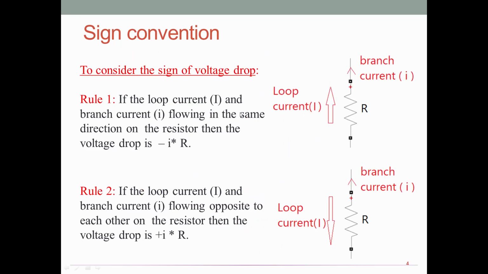Similarly, let us consider one more sign convention for voltage drop across the resistor. If both branch current and loop current acting in the same direction, then the voltage drop is minus I into R. Remember, the small letter i represents branch current. If loop current and branch current both are opposite to each other, then the voltage drop is plus I into R. We have to stick to these two conventions while solving this problem.